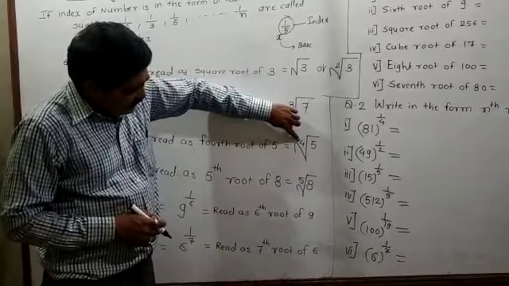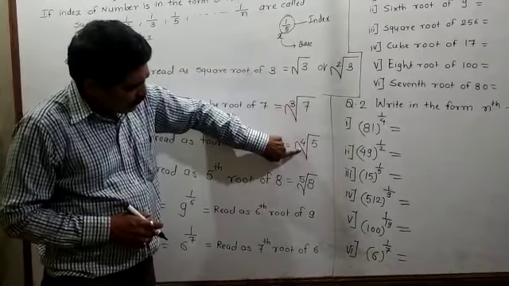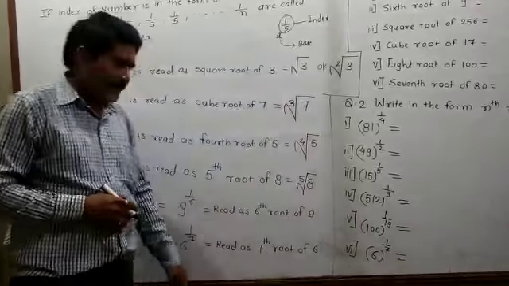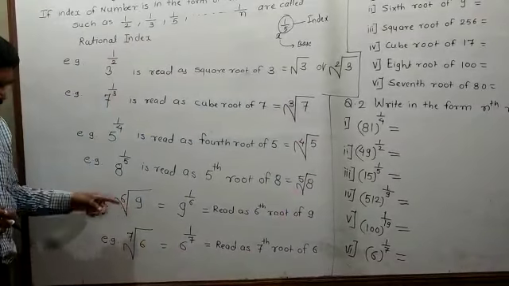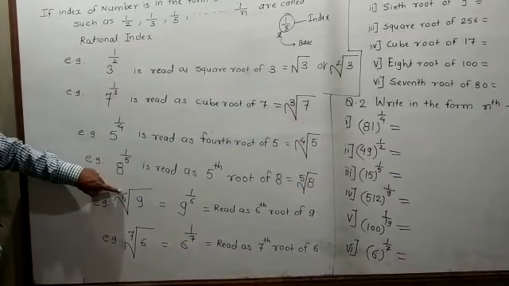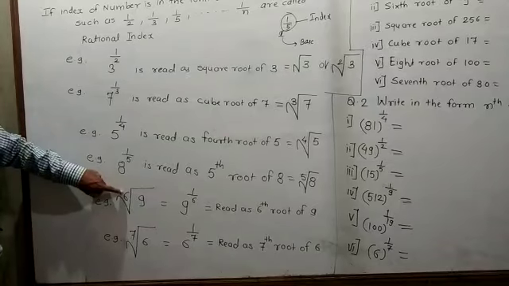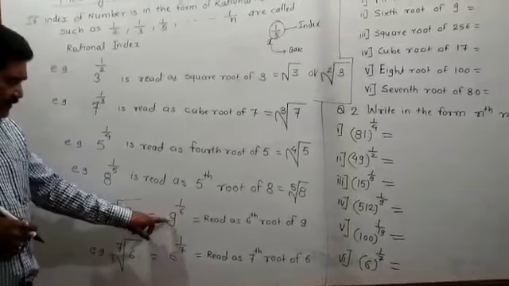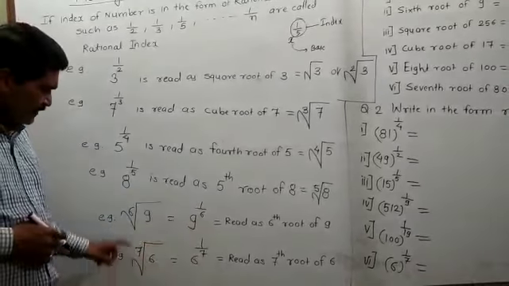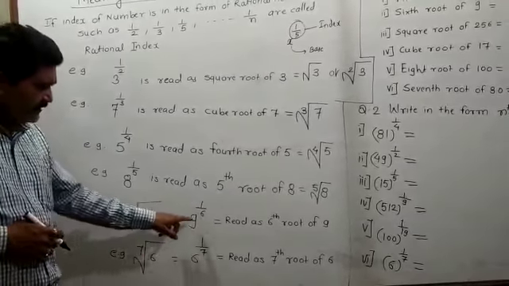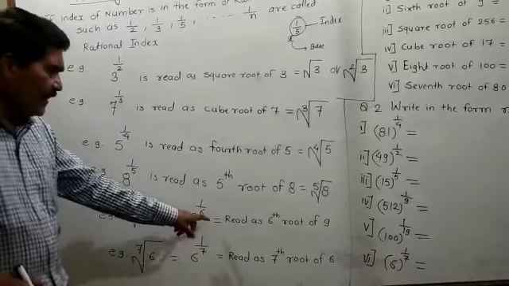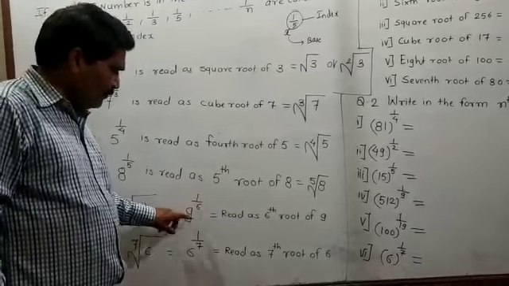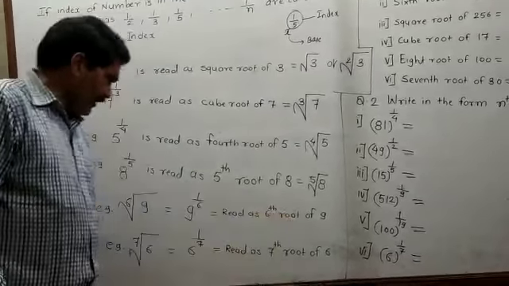Properly, you have to read this fourth root sign of 5 as the fourth root of 5. Then how will you read this? You will read it as the 6th root of 9, and you will write it as 9 raised to 1 upon 6. The 6th root of 9 is the same as 9 raised to 1 upon 6, and this 1 upon 6 means the 6th root of 9.